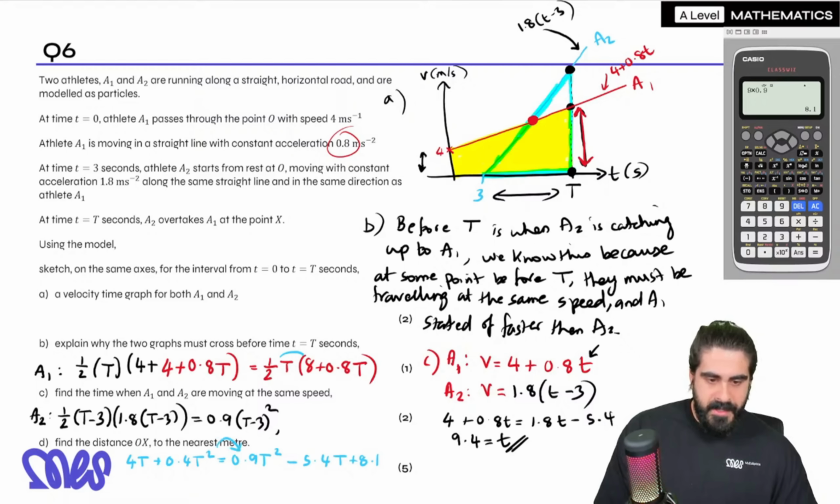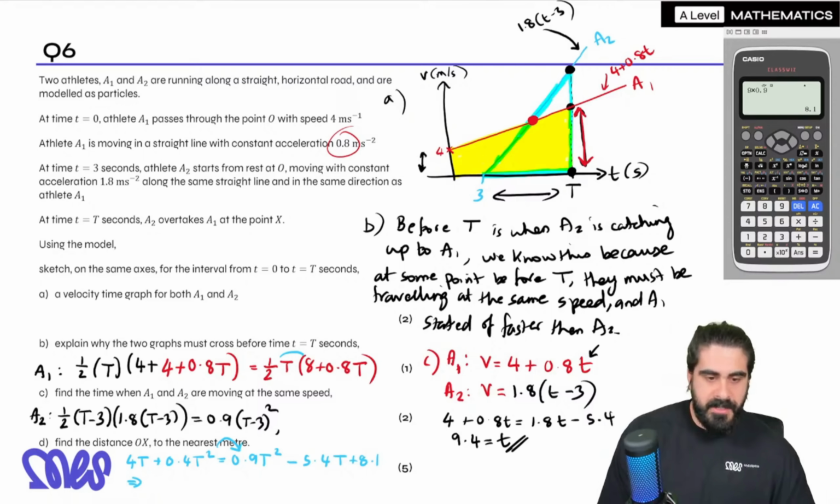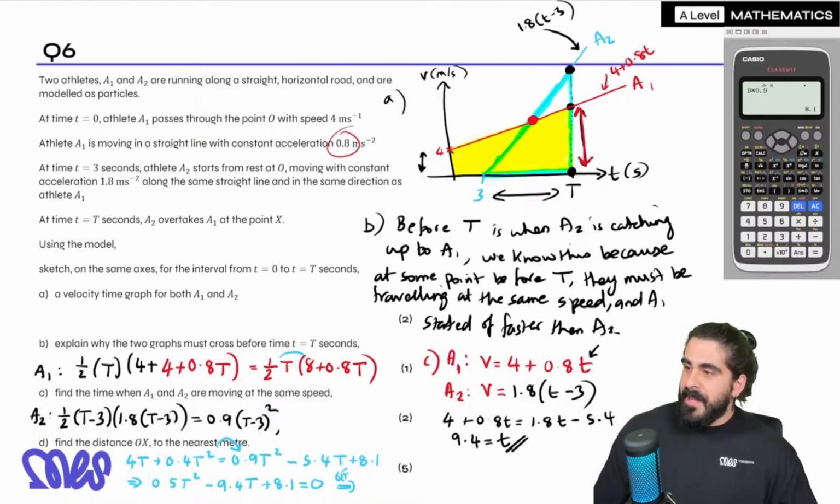Move everything over here. So you guys have more space than me, so do as much working as you like here. Now, guys, you have to do the quadratic formula in your working. Remember, in the exam, do the quadratic formula. I'm not going to show you that because you know how to do that. 0.5, minus 9.4, and 8.1. 17.89.